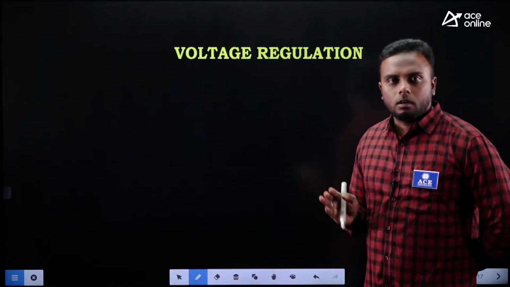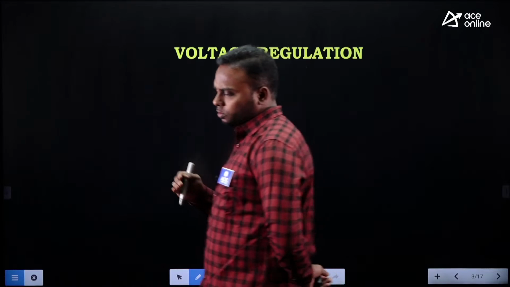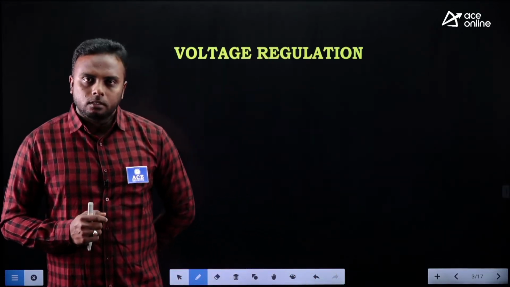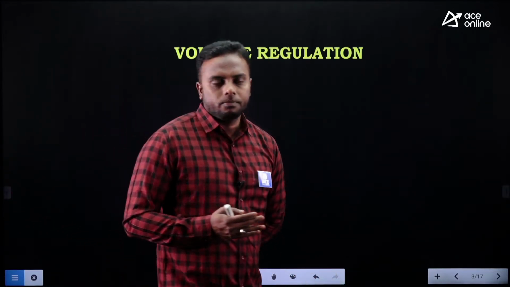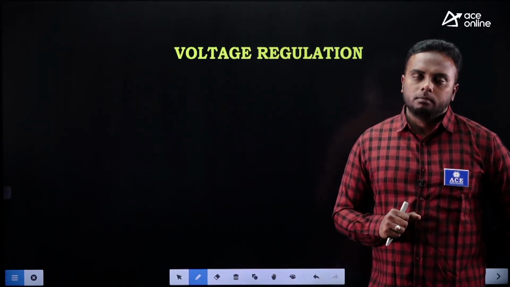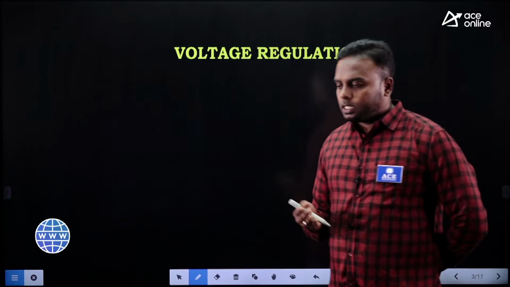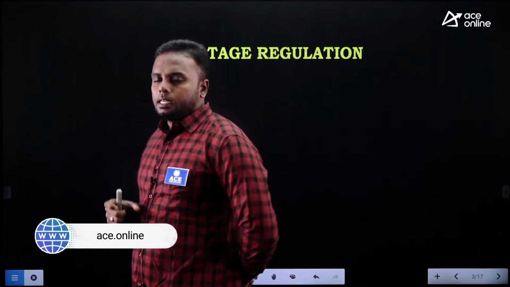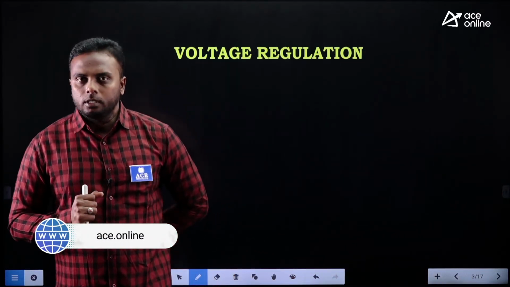Today we are going to see an important topic in transformers, that is voltage regulation. This topic is not only related to transformers, we also have it in alternators and in DC generators. Everywhere, generators and transformers, there will be voltage regulation. However, in motors we will see speed regulation. In generators and transformers we will see voltage regulation.